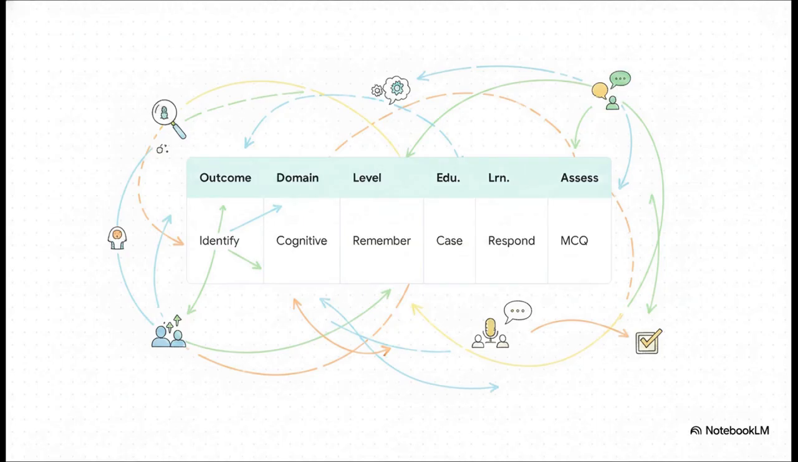It falls in the cognitive domain, down at the remember level. The educator activity is presenting a clinical case and running a live poll. The learner activity? They're actively responding to that poll. And the assessment is a multiple-choice poll testing exactly that. Every single column connects straight back to the verb identify. That is perfect constructive alignment in action.